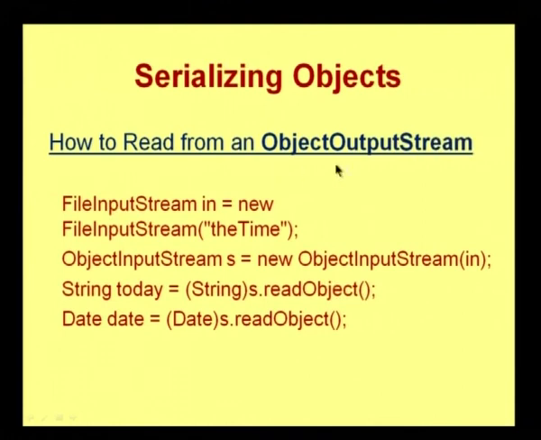Here is how to read from an object output stream. The same process: we have a file input stream with the same file name, and then I have an object input stream. Now I am trying to read the object from the stream. The object will now be deserialized and converted into a string, because the first object that we stored is of type string. Here a typecast happens and then I assign that to a particular string. Next I am reading an object, that object is nothing but a date. So I am converting that into a date and storing it into a date variable.